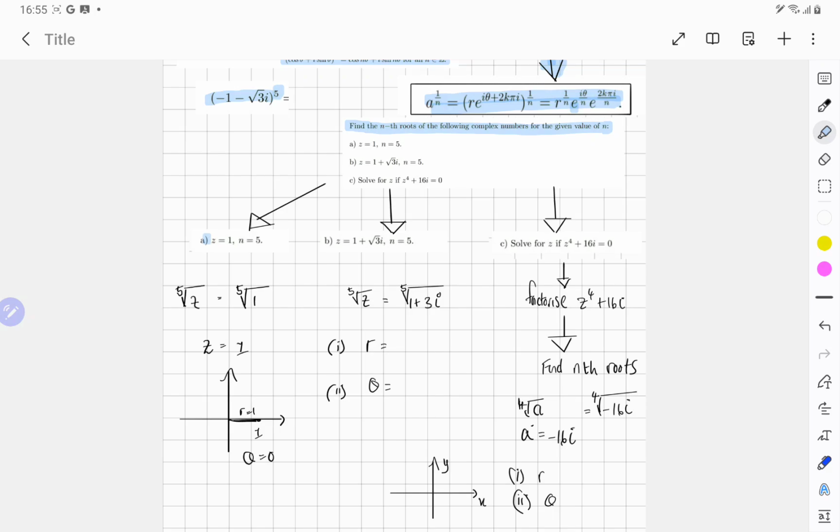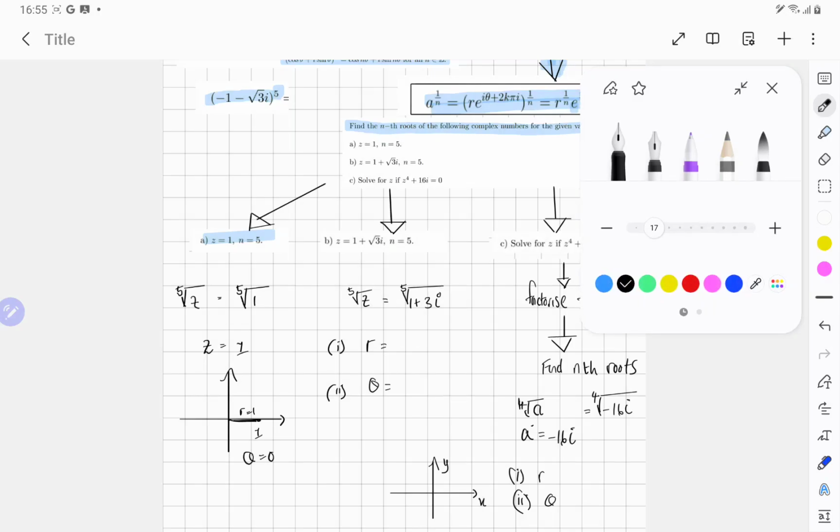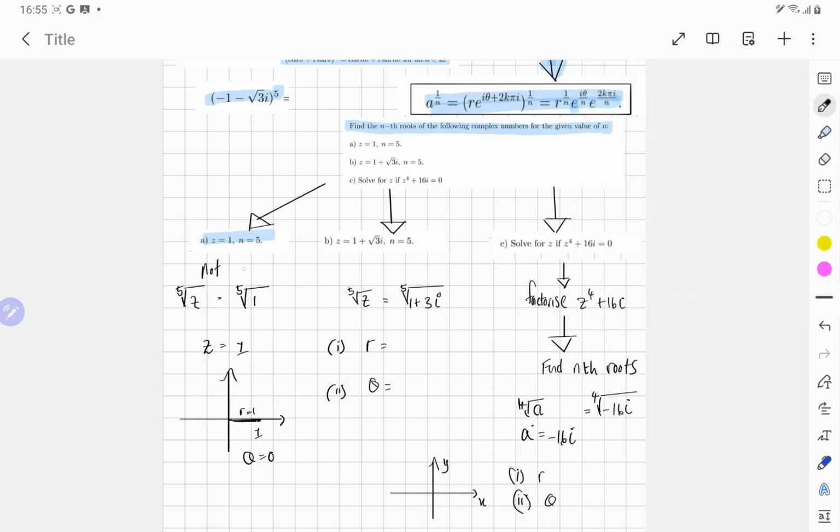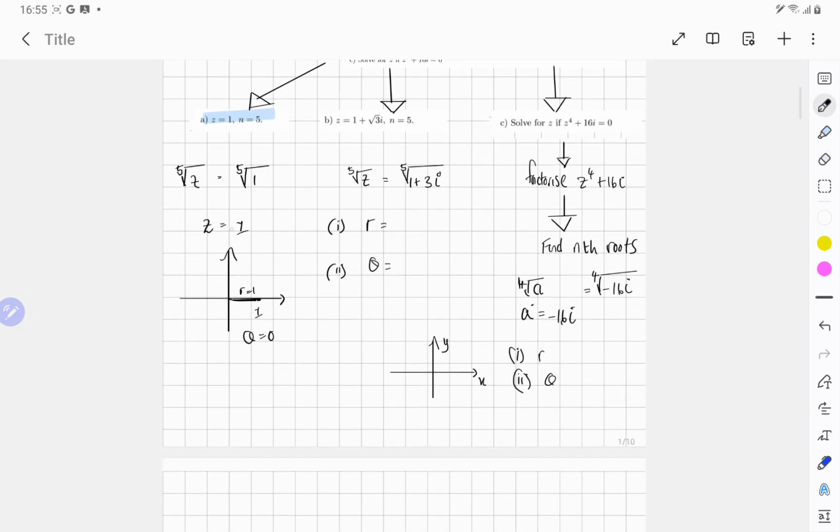If they ask for the fifth root of 1, remember that it is not z to the power of 5. It's the nth root. And just to recap, a lot of students get this wrong. They will sketch the whole thing on the Argand diagram, but we're not supposed to. We will always sketch the inside. We are getting the nth root of the inside. Hence, we always sketch the inside.